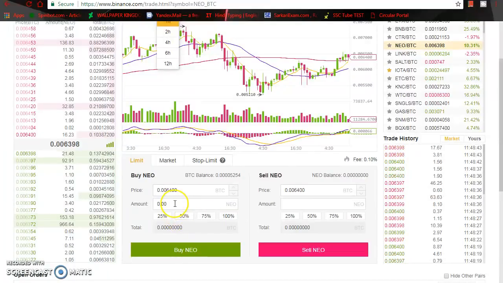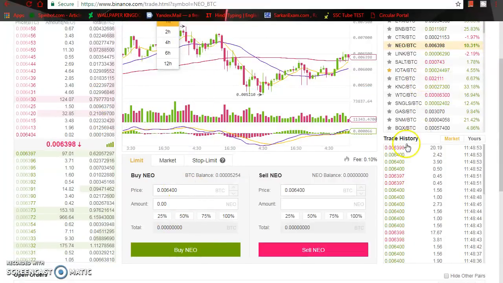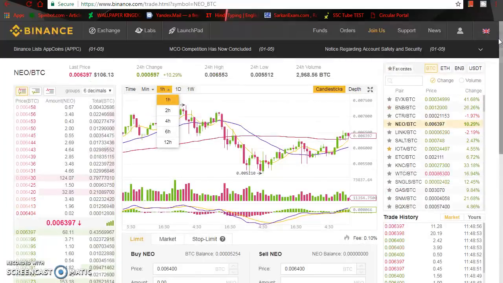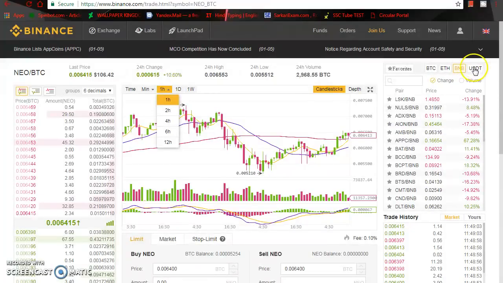Like I have 0 right now in my account, as I have already purchased lots of coins through it. So you can directly tap on 50%, 75% of your coins if you want to buy a Neo, so you just buy it like that. And you can also buy it through this Ethereum. BNB is Binance Coin, do not get confused about it. And this is USDT, US dollar. So it is a very good exchange, as you can see.